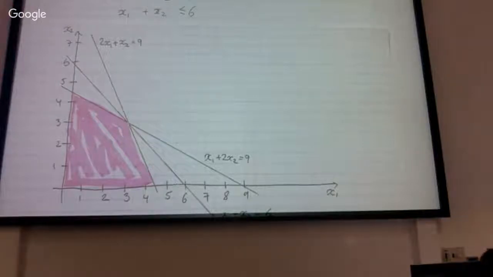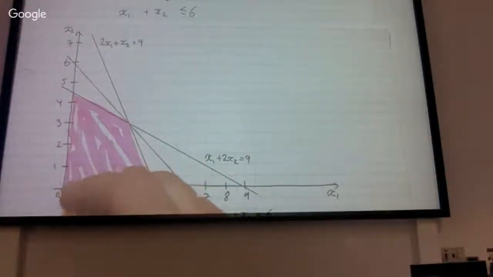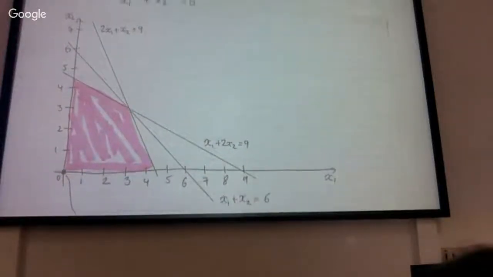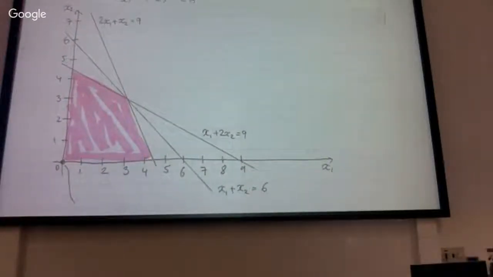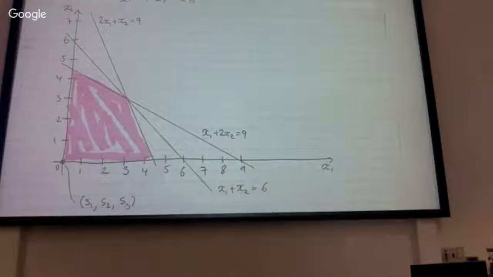Now, can you see some basic feasible solutions? For example, this point is a basic feasible solution. It corresponds to when you put all the slack variables into the basis. We've always set that. This is where the simplex method usually starts.